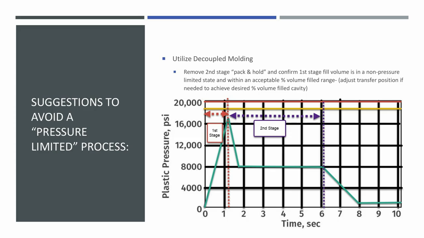So suggestions to avoid this dreaded pressure limited process: utilize decoupled molding first and foremost. You can take off your second stage pack hold, confirm that your first stage is not pressure limited, and then you can adjust accordingly to get the volume filled you want. You can play with your speeds, confirm first stage is good, and then you can turn your second stage back on, even though it may need to change as well.